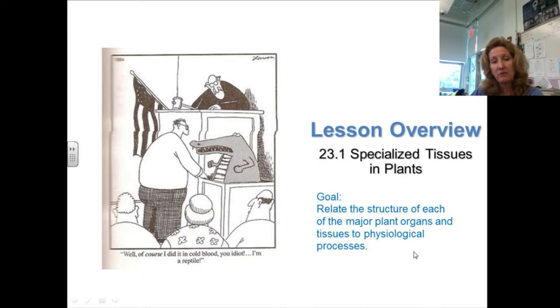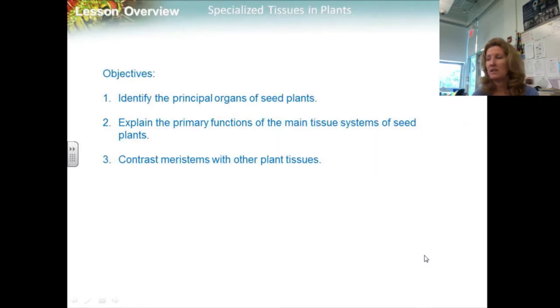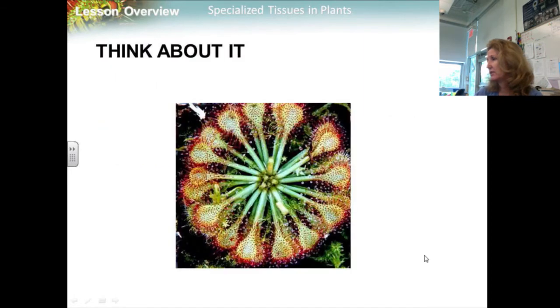The goal is to relate, again, the structure and function of the major plant organs and tissues to physiological processes of plants. Moving on. Our objective is to identify the principal organs of seed plants, the primary functions, and the main tissues of seed plants, in contrast to meristems with other plant tissues, too.